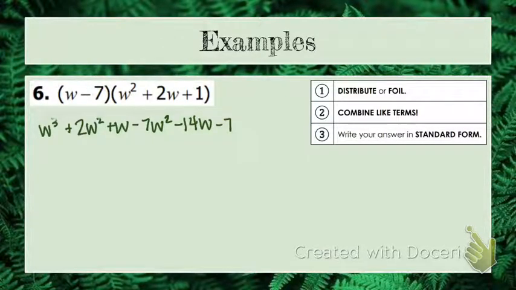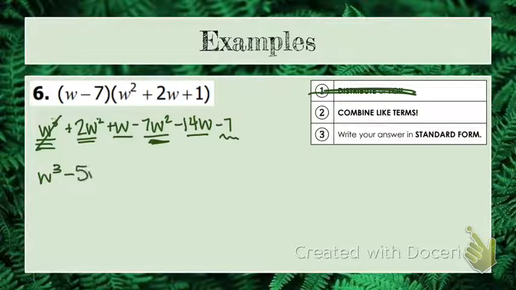Now that we have done that, this looks just like the addition and subtraction problems that we've already done, and we're just going to combine like terms. So this has 3, this has 2, 1, 2, 1, and constant. So I'll start with the 3. We have W to the third, and we have 2W squared minus 7W squared. That gives us -5W squared.